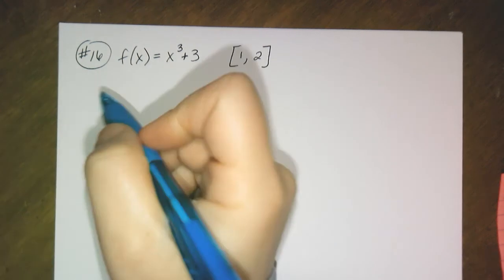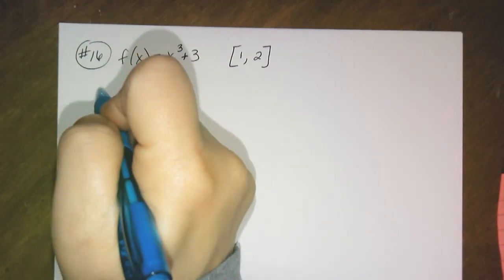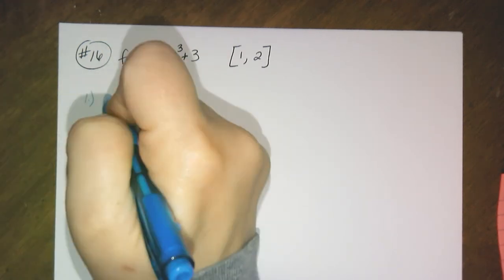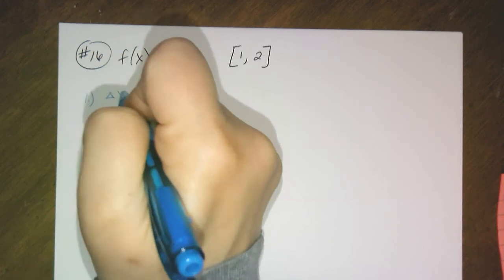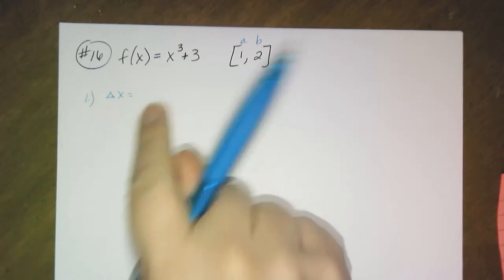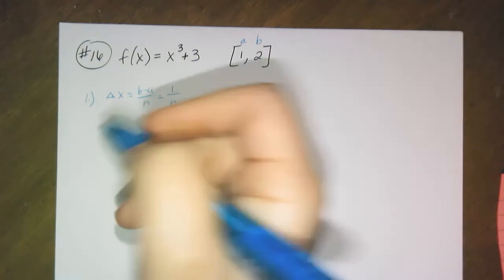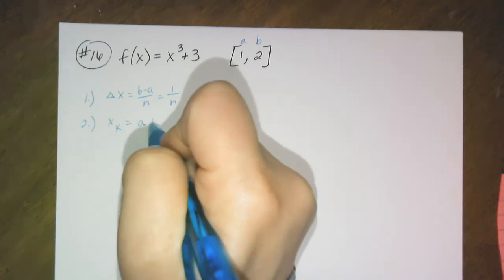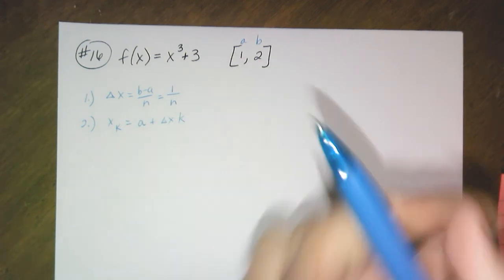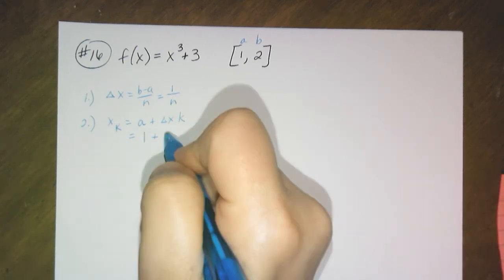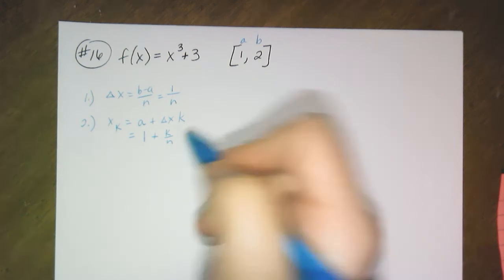So this, I like to write it as, let's see, number 1. Let's find what delta x is. This is your a, this is your b. So it's b minus a over n. B minus a over n. So that's 1 over n. X sub k is a plus delta x times k. So a would be 1. Delta x is 1 over n times k, so that's just 1 plus k over n.